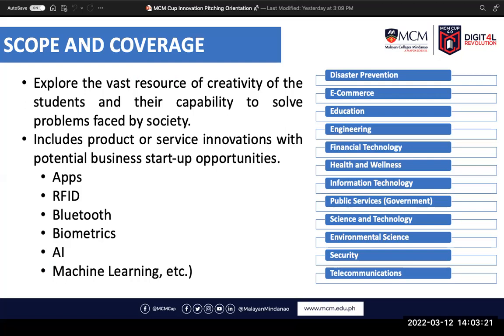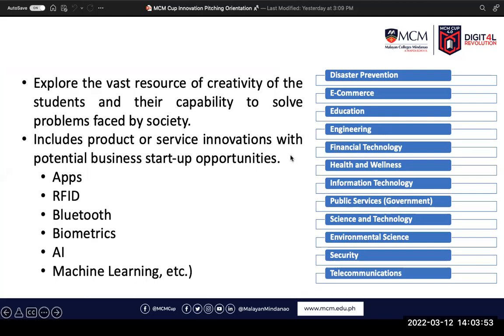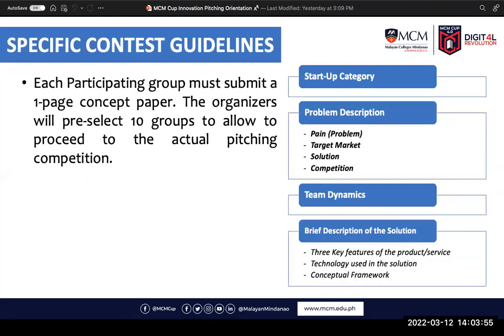These are the categories that we need to address, based on the problems that we identified: disaster prevention, e-commerce, education, engineering, and so forth. We can also include product or service innovations with the necessary technological advancements like applications, RFID, Bluetooth, and biometrics, including AI and any AI methodology or AI model. To proceed, these are the specific contest guidelines.